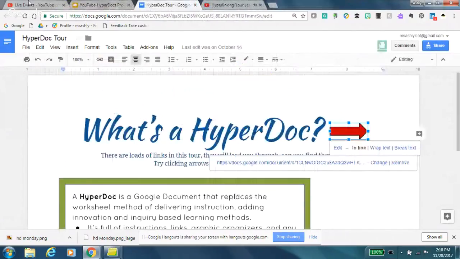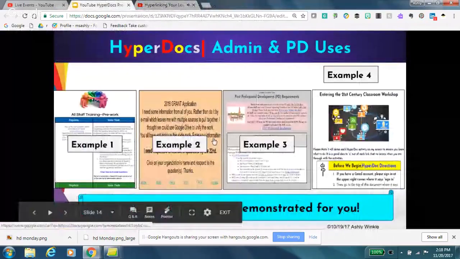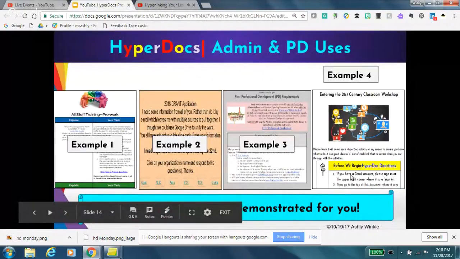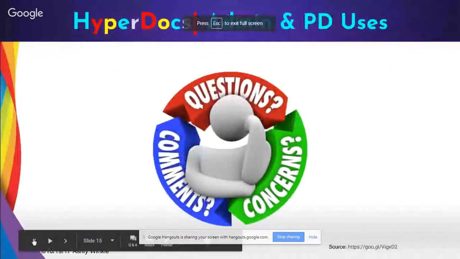So that was an example from administrative. She also had done one for a grant application, and some professional development ones. The next one I was going to look at, however, was one that I did. As soon as I get it to pull up.